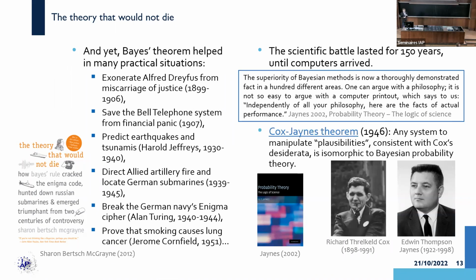And in fact, the end of that story is actually a mathematical theorem now. That's the Cox-Jaynes theorem, 1946. You find the definition again in the book. Essentially, it says that any system which is reasonable in the sense of manipulating plausibilities and consistent with a set of desiderata, Cox desiderata, any such system is isomorphic to actually Bayesian probability theory. So in plain English, not only is this a good theory of learning, it is basically the only way to phrase it in a reasonable way.